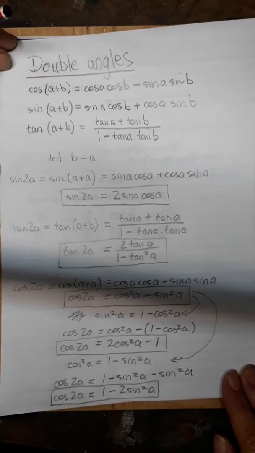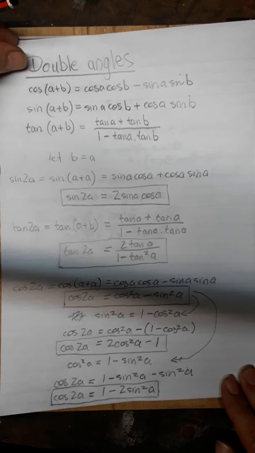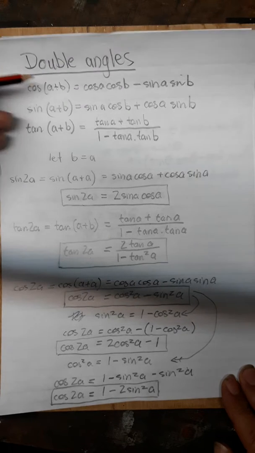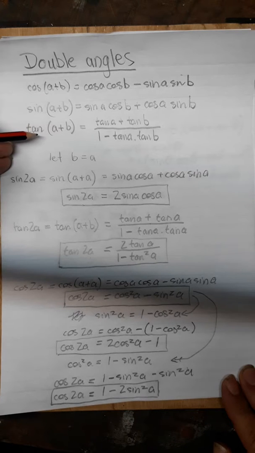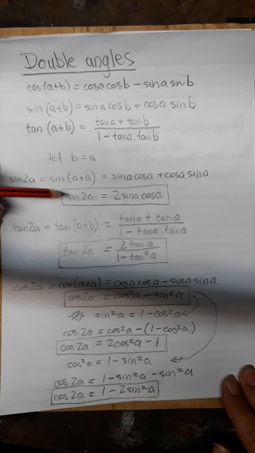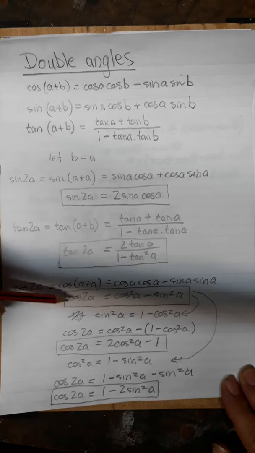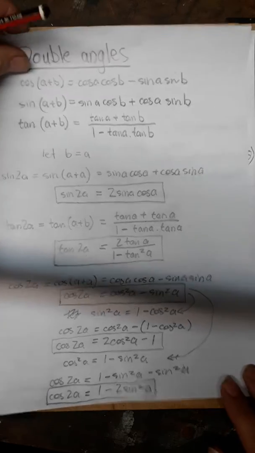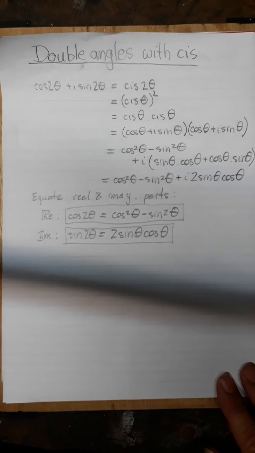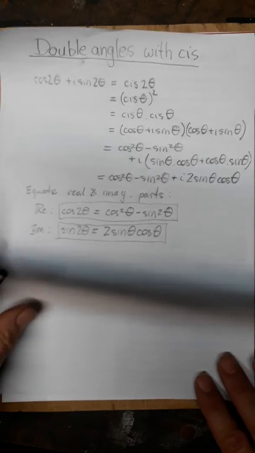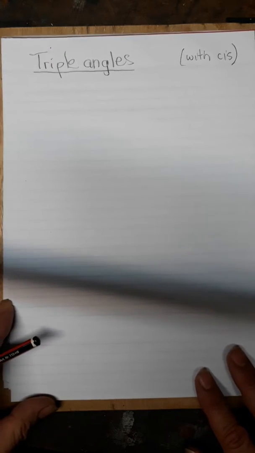Okay, let's do some maths. Previously we'd looked at deriving the double angle formulas, and we used the addition of angle formulae, and we got these for sine 2A, and we got three of them for cos 2A. We also did the same thing, deriving double angle formulas using cis. Let's be daring now, and let's do triple angles with cis.